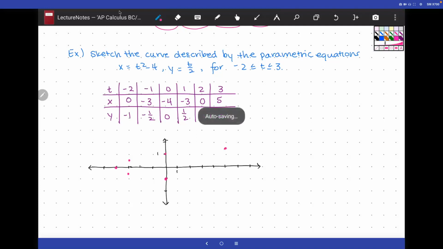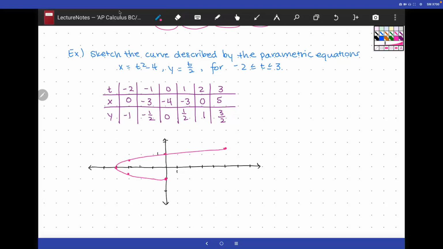And so can you see the shape? It's a parabola on its side. Now, here's the thing though. This is what's going to make it a little different. When t was the smallest value, we started at this bottom point and we traveled along this path and then stop. We're not going to extend them with arrows. We're going to stop because there's a specific start and stop point for t.